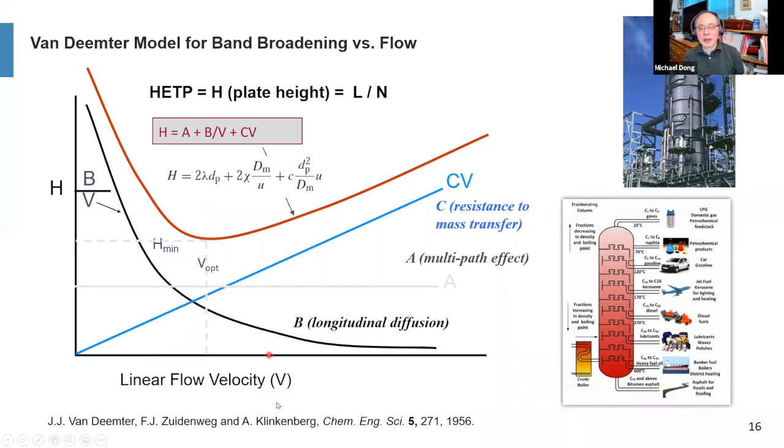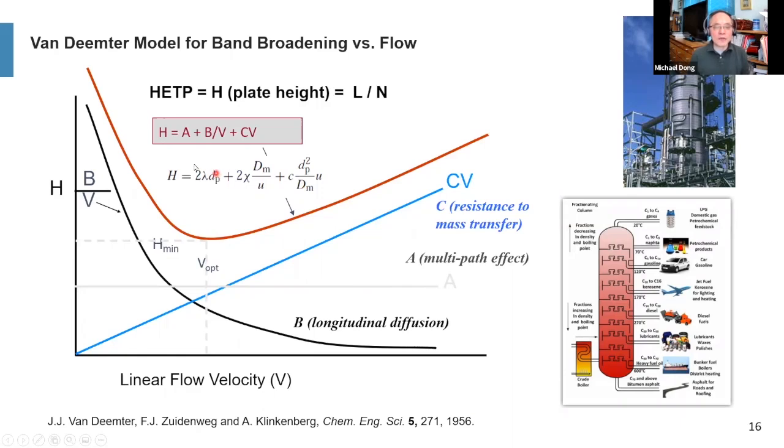Okay, and the overall Van Deemter curve is controlled by 3 factors, A, B, and C, right? The A term is called the multipath factor, so it does not change with velocity. The B term is called the longitudinal diffusion factor, which goes down with high velocity. And the C term is called the resistance to mass transfer. So the 3 different factors.